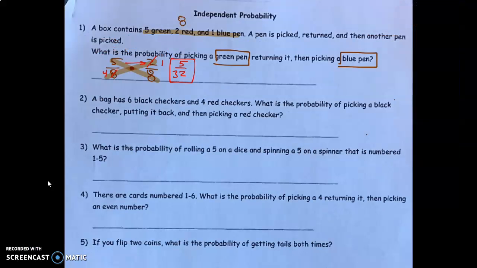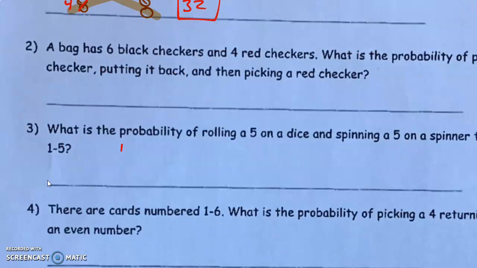Okay. Let's go to number 3. What is the probability of rolling a 5 on a dice and spinning a 5 on a spinner that is numbered 1 through 5? Well, let's talk about the dice first. How many sides are on that dice? There's 6. How many 5s are on that dice? There's only 1 five on there. So we've got a 1 out of 6 chance. Why? Because there's only 1 five on there. Okay, so 1 in 6 chance.